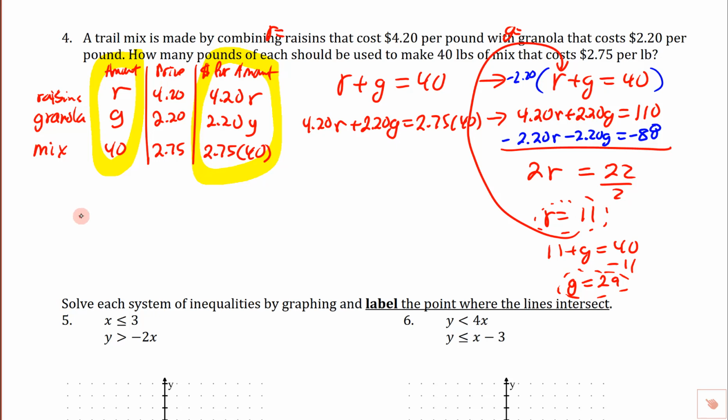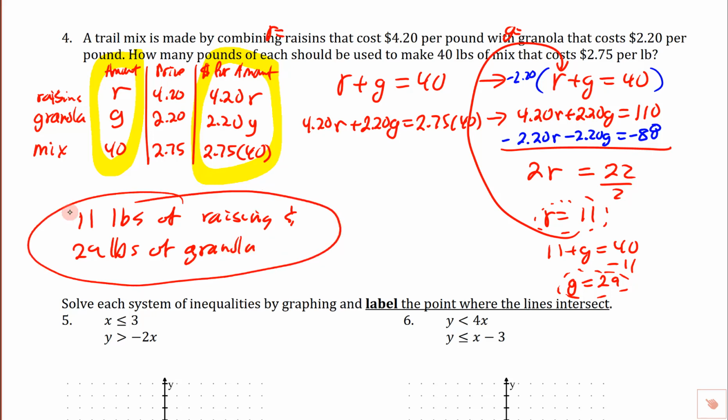So we're going to use, and it said how many pounds of each should be used. So we're going to use 11 pounds of raisins and 29 pounds of granola. Okay, so we'll circle that, and that is our answer. So we're done with the story problems.